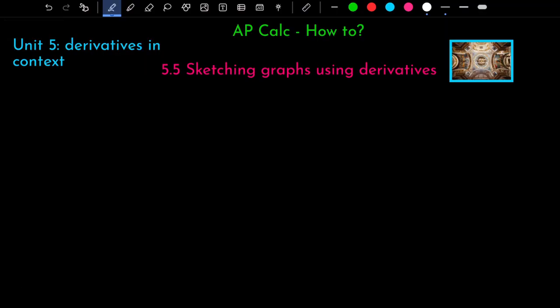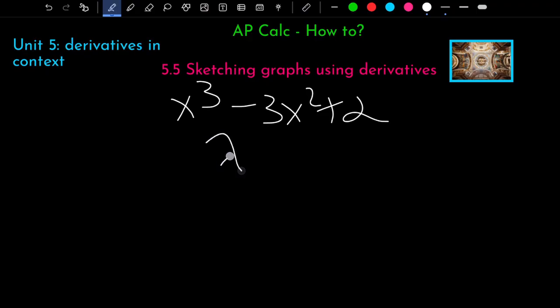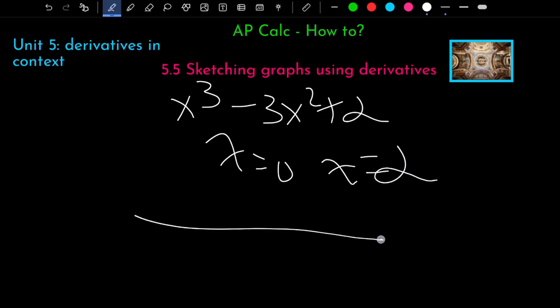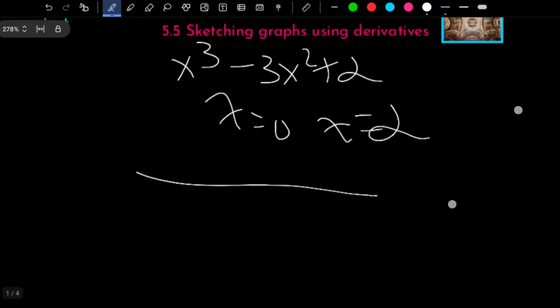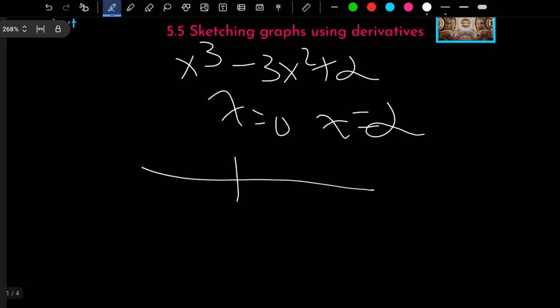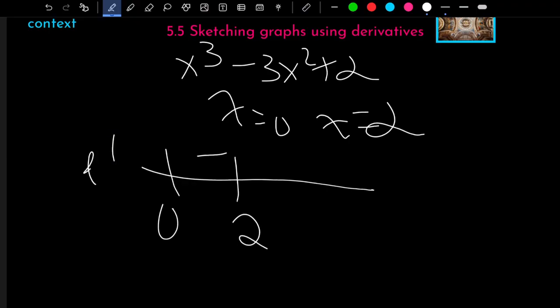Example 1. Sketch x to the third minus 3x squared plus 2. Go ahead and pause the video and try it yourself. So now we know we have critical points at x equals 0 and x equals 2. We're going to test these intervals, and we find that from 0 to 2, it's decreasing. First derivative test, and when it's greater, it is increasing.